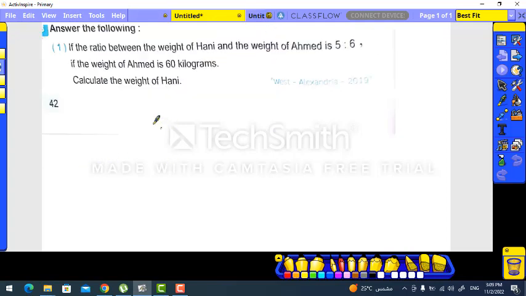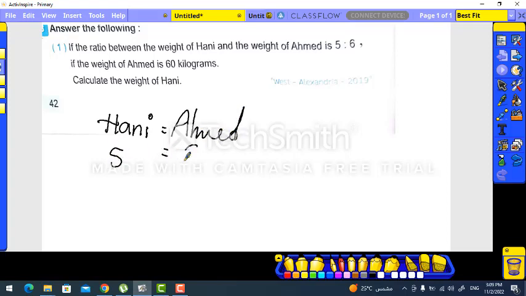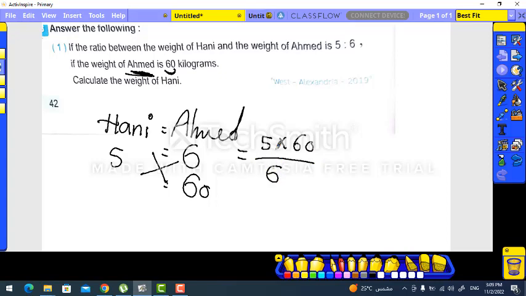the ratio between Ahmed and Hani, or Hani and Ahmed, I'm sorry, is 5 to 6 if the weight of Ahmed is 60. So let's write now the ratio in the same order. Hani to Ahmed is 5 to 6, and if the weight of Ahmed is 60, so 60 is the number for Ahmed. Okay, so I'll put 60 under Ahmed and cross, so it will be 5 times 60 over 6, so it will be 50 kilograms. This is the weight of whom? Of Hani.